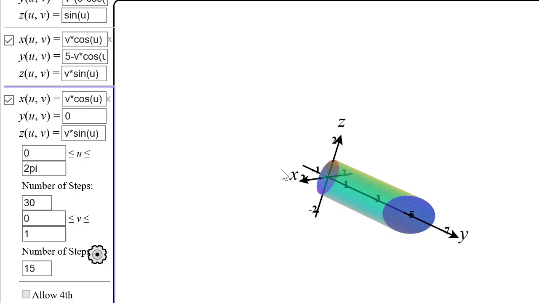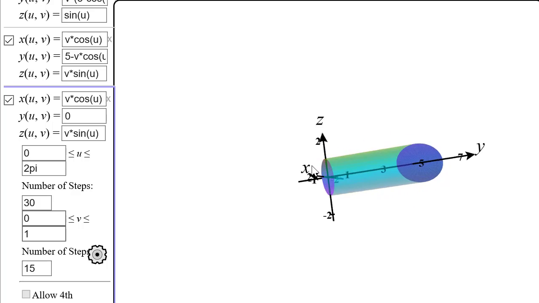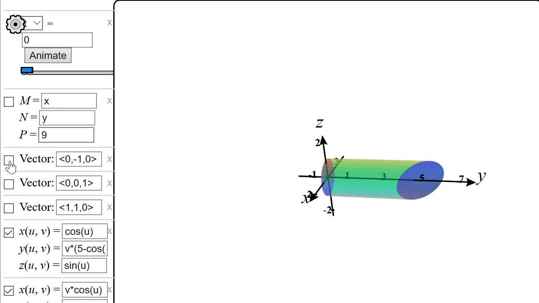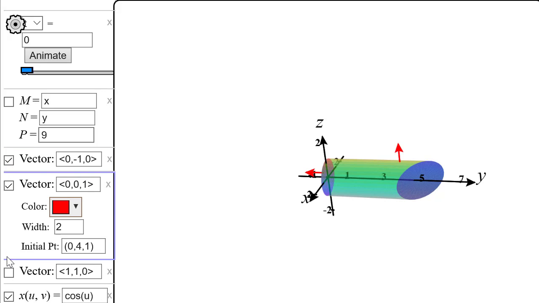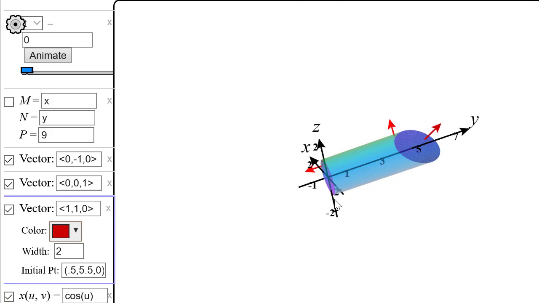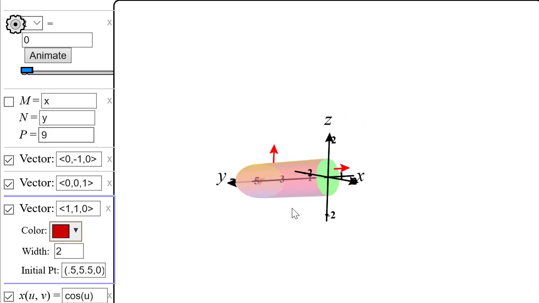So this is the closed surface that we're dealing with. Because it's a closed surface, we want to make sure that we have an outward orientation. So we can take a look at the normal vectors associated with each surface, and the normal vector should be going outward.